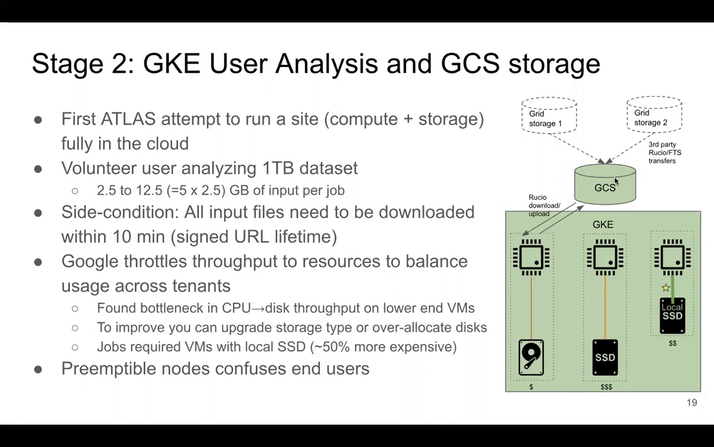And here our volunteer user wanted to analyze a dataset that was 1 terabyte in size. This dataset we copied into a bucket here in GCS. And then all the different jobs that our volunteer user was running had to download from GCS onto the worker node between 2.5 and 12.5 gigabytes of input. It depends: sometimes he was running with 1 file per job and sometimes with 5 files per job.